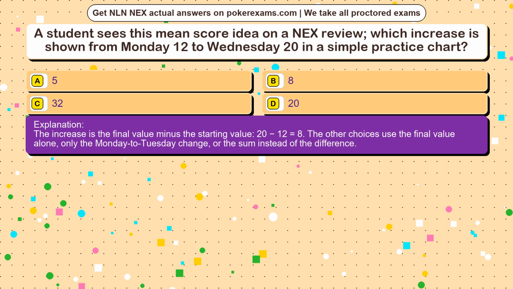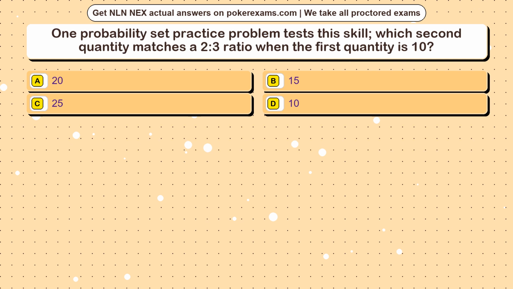Question 11. One probability set practice problem tests this skill. Which second quantity matches a 2 to 3 ratio when the first quantity is 10? Option A, 20. Option B, 15. Option C, 25. Option D, 10.